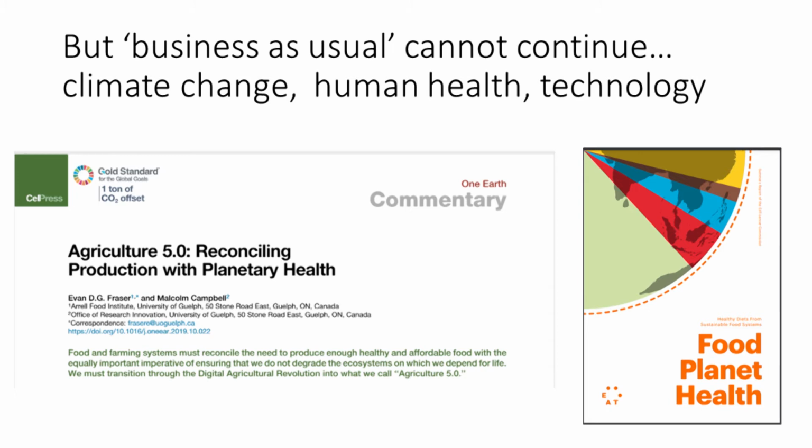Coming up with this lecture, I came across a really nice recent article published by two professors at the University of Guelph, Malcolm Campbell and Evan Fraser, two experts on food security. And they have this Agriculture 5.0, reconciling production with planetary health. And they say we have 4 pillars, 4 things we need to change about modern agricultural production to get to a newer system that has cheap, abundant food and is environmentally healthy, what they say protects planetary health. Okay, so what are these 4 pillars?